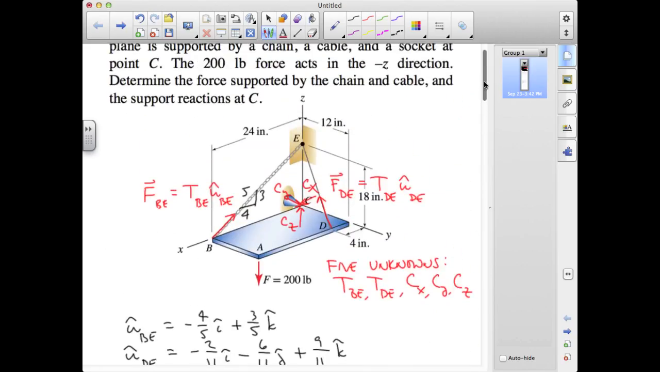Now, before we leave this problem, let's go back up here and take a look at this again. We can see that because of the fact that these cables were both attached at E, and we have this socket here at C, this entire thing is capable of experiencing a rigid body rotation about the z-axis without violating its constraints. So this does in fact have a rigid body motion, its rotation about z.